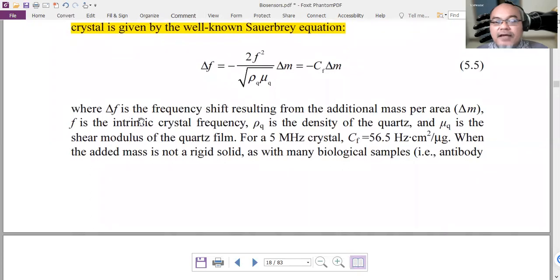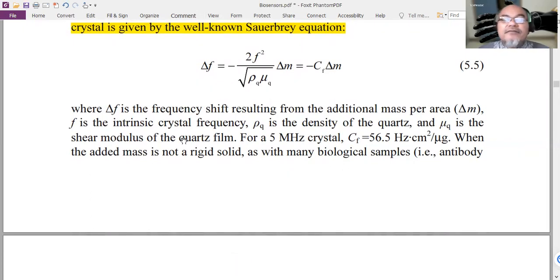Okay, so delta F is the frequency shift resulting from the additional mass per area. F is the intrinsic crystal frequency. Rho Q is the density of the quartz, and mu Q is the shear modulus of the quartz film.